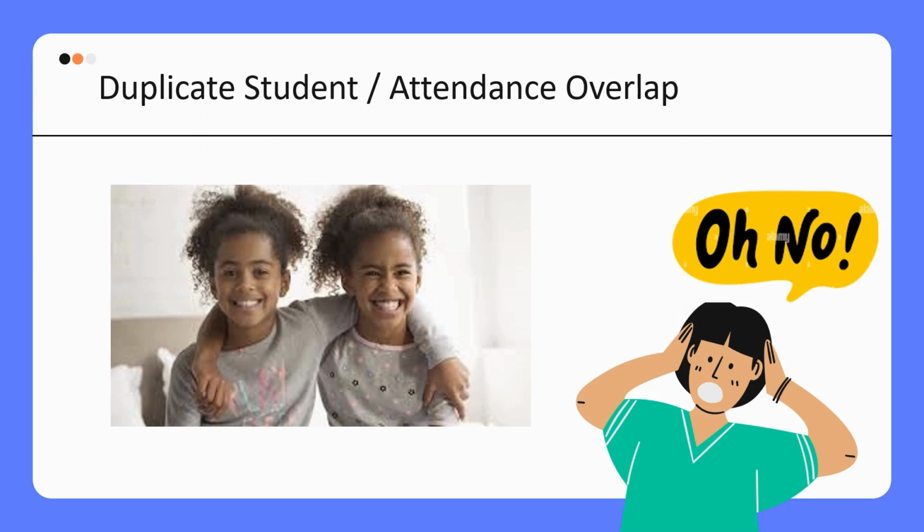Okay, so in our scenario earlier that Kay talked about, we had a duplicate student message when we logged into GA Pre-K. So let's talk about how we're going to deal with that. In GA Pre-K, duplicate students and class and attendance overlap are two separate things. It's no longer one thing. We're going to talk about attendance overlap first.